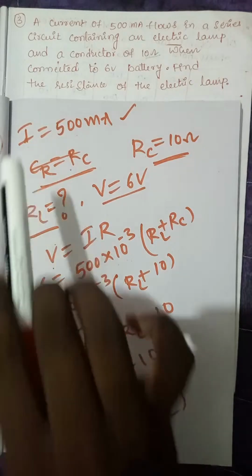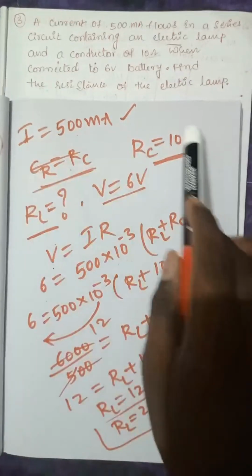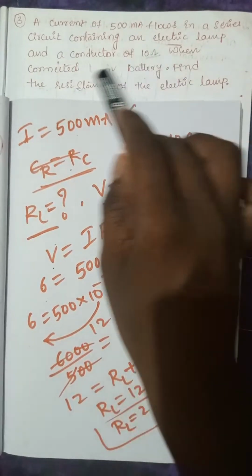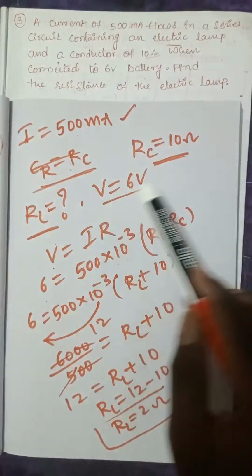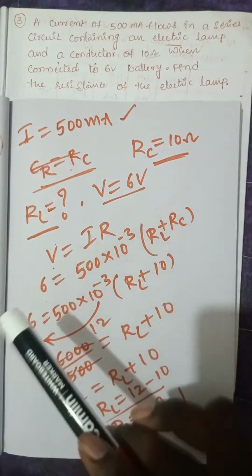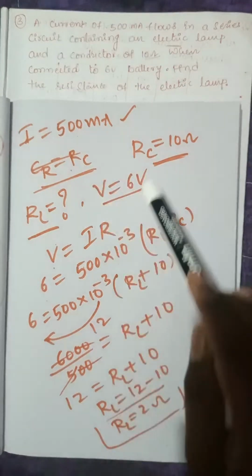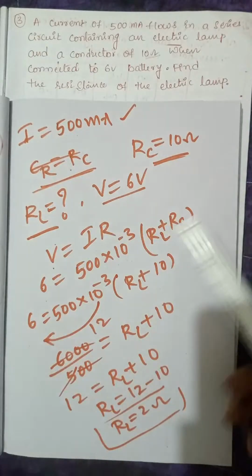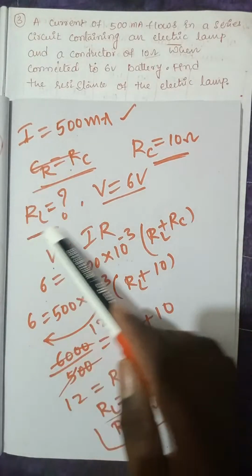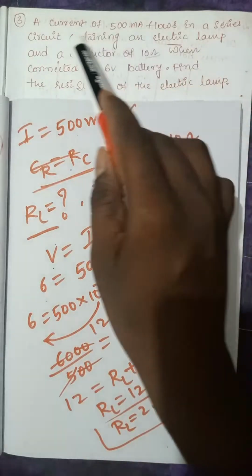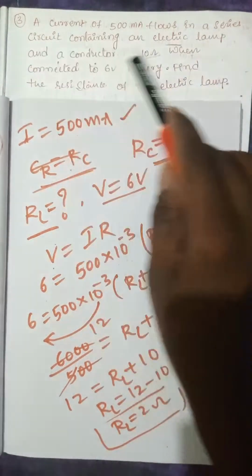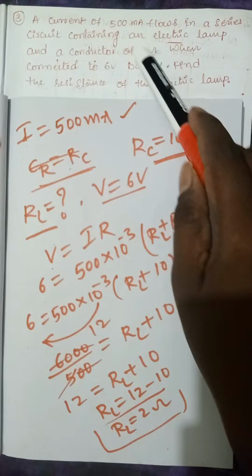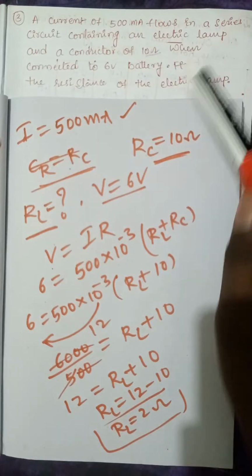Here I equals 500 milliampere is given, the resistance of the conductor is given, and the voltage is given. Battery means whatever battery is connected, that is only the potential difference. You have to note down the data first. If you are clear with the data, you automatically get half of the answer, and the remaining answer we can solve with the formula. The circuit contains an electrical lamp and a conductor. The conductor resistance is given, and the lamp we have to find out.